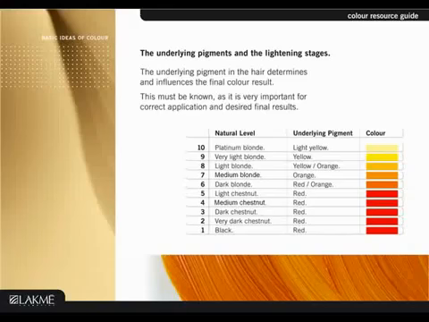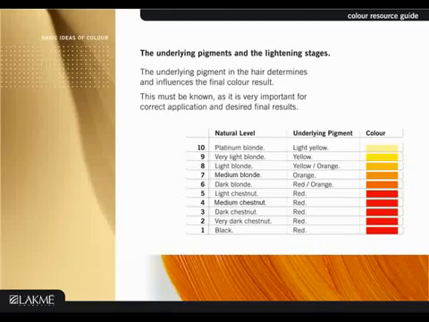Underlying pigment is the contributing pigment that is revealed as hair is made lighter with color. As hair is made lighter with color, we must factor in the contributing pigment to make a decision if indeed it works for us or if indeed it works against us in our final color formula.